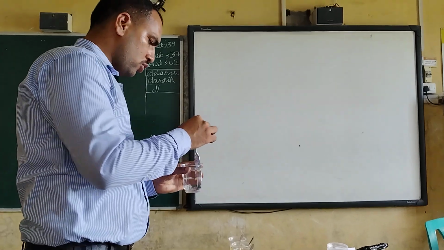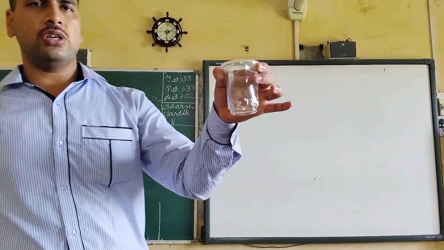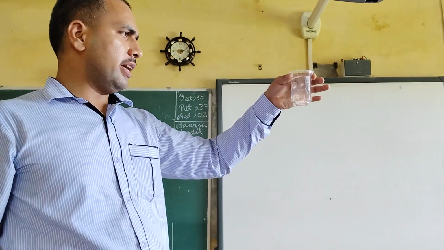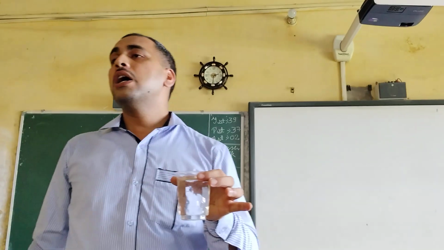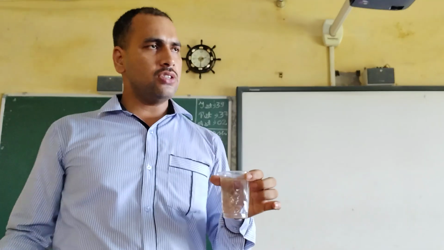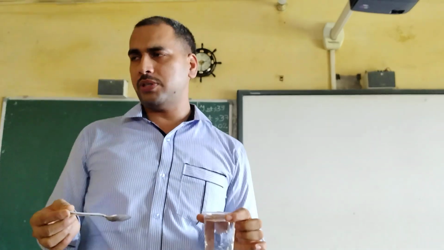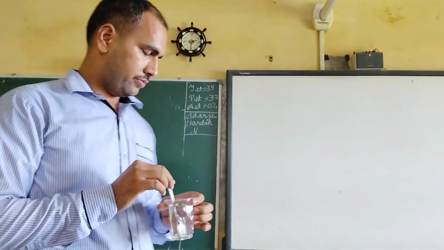Now let's move towards the sugar. This was the sugar solution. Can you see the sugar in the water? Yes, sir. So you can say this is soluble in water. It is getting dissolved in water. Okay, it's a soluble substance. Got it? Yes, sir.